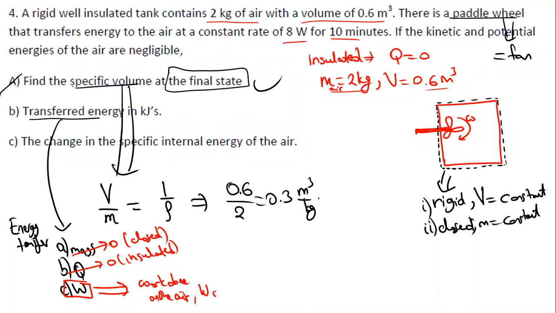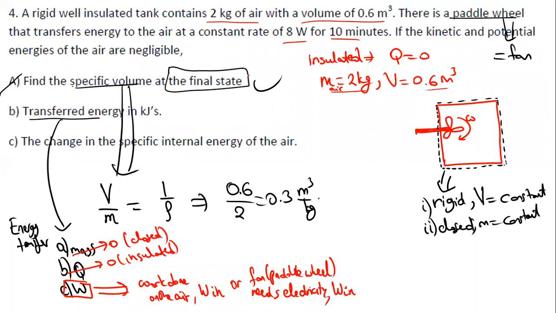Therefore, it is work in. Or an easy way to understand this one is that the fan or paddle wheel needs electricity. The paddle wheel needs electricity, and since it needs electricity, it will be work in. Okay? It needs some electric power, therefore it is work in. That's all. But this is the simplest way to understand whether it is work in or work out.